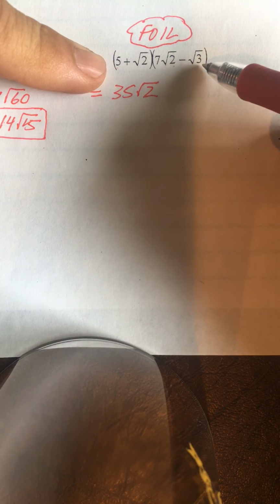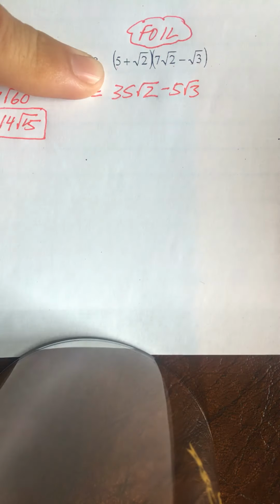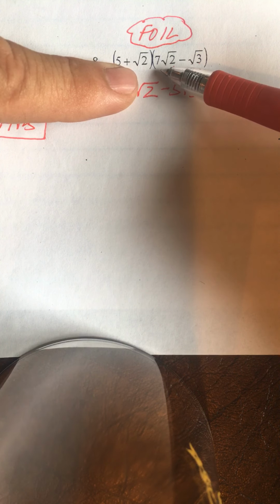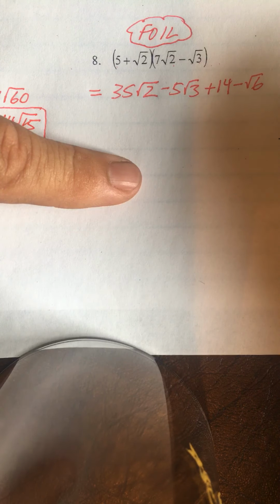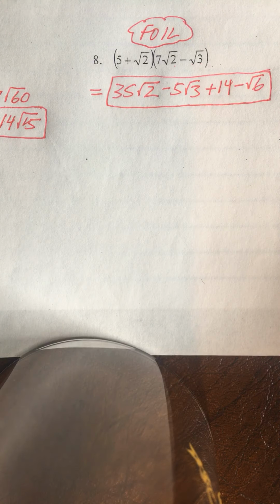Then I go to the outside, so I get minus 5 times negative root 3, which would be negative 5 root 3. Now I go inside. I've got 7 root 4. Well, root 4 is the same as 2, and 7 times 2 is 14. And then I have my last two, which would be negative root 6. Okay, and it looks like, unfortunately, none of those we could put together. They're all different radicals. This one's not a radical, and that would be done.